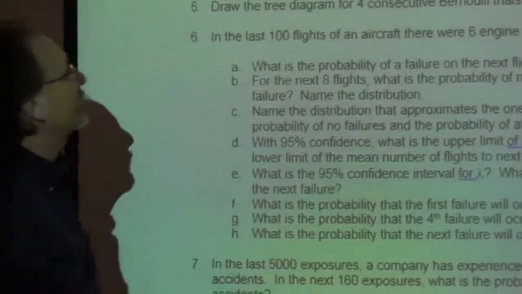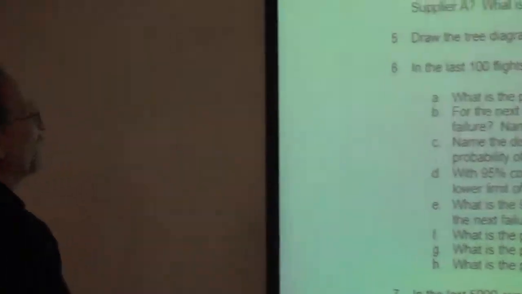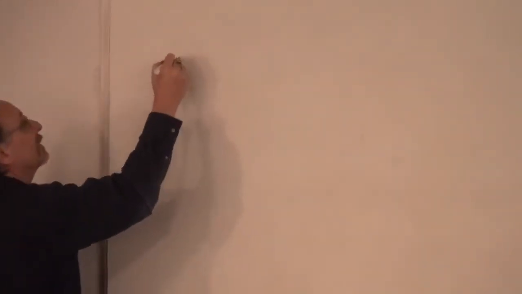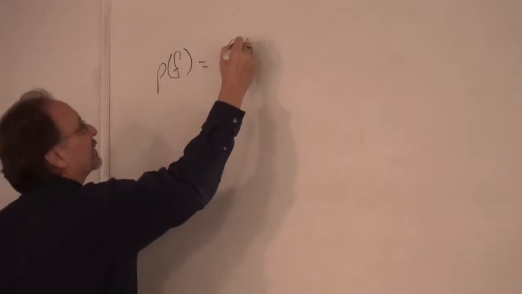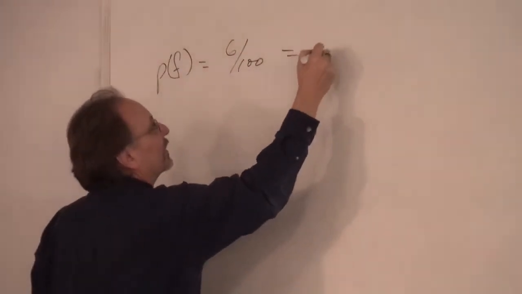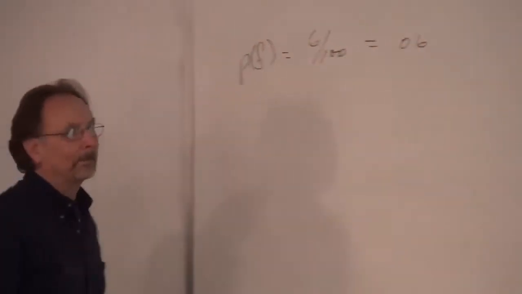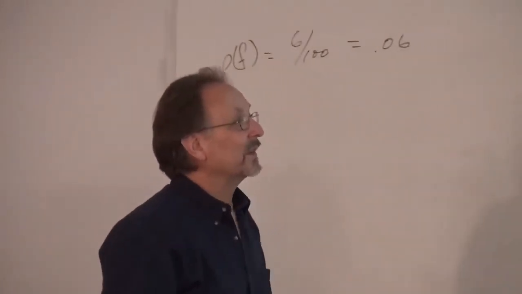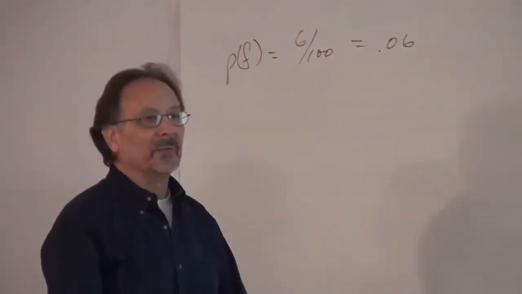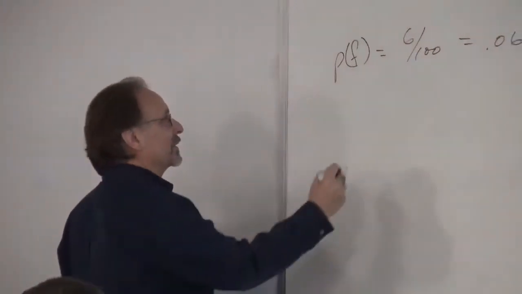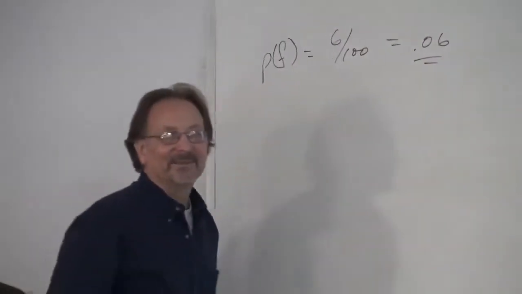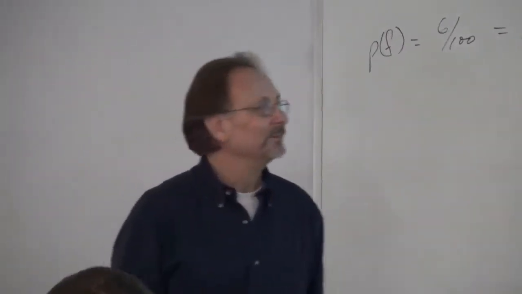Last 100 flights in an aircraft, there were 6 engine failures, find the following. So probability of failure equals 6 over 100, or 0.06. Right? So what is the probability of failure on the next flight? That's just a single Bernoulli trial, so that's 0.06.